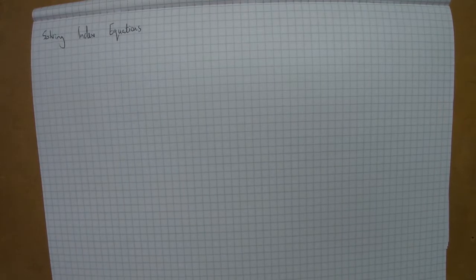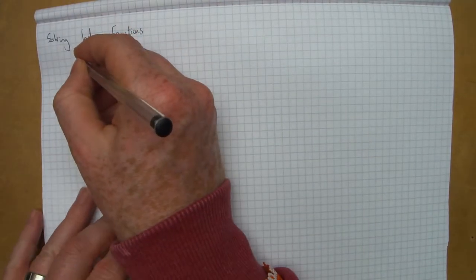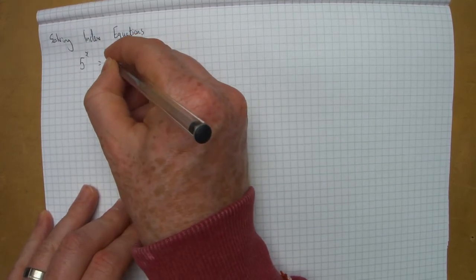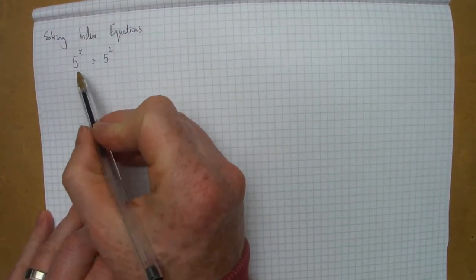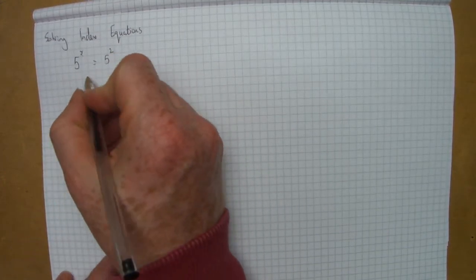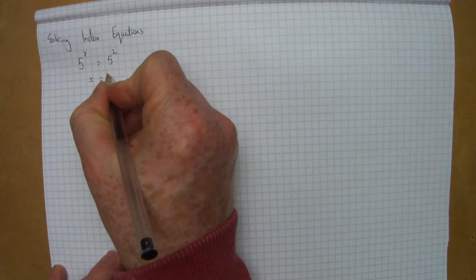Quite often we're having to solve index equations, and the way in which we do that is to make sure that both sides of the equation are written in terms of the same base. So if we had 5 to the power of x is equal to 5 to the power of 2, because the base numbers are the same, that means the powers must be the same. So then we could say that x is equal to 2.